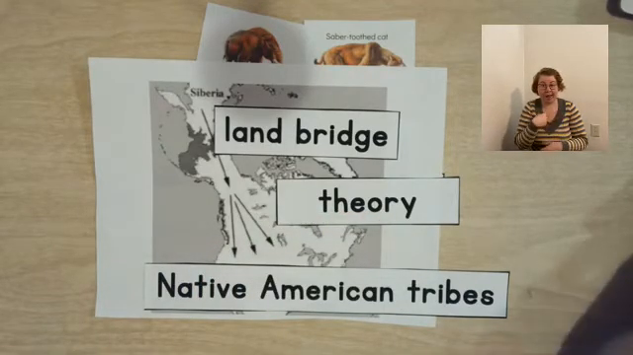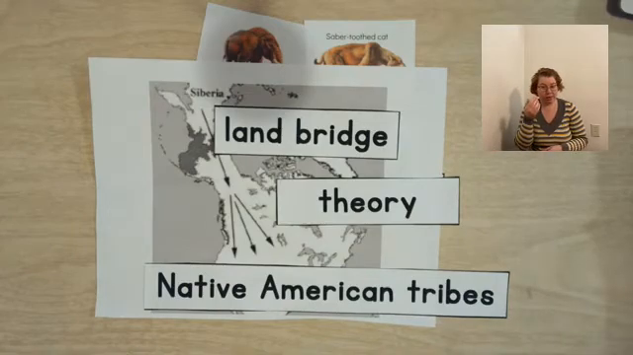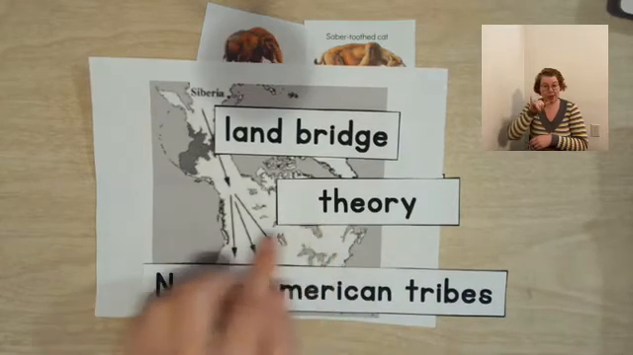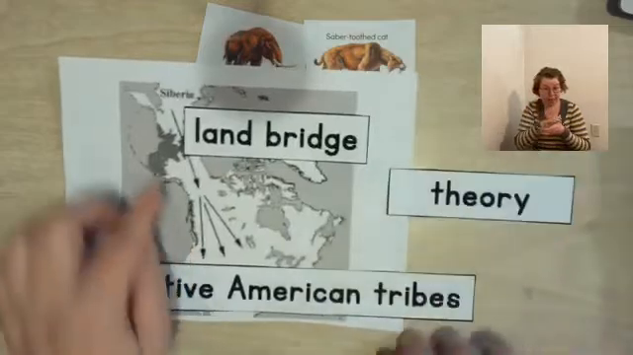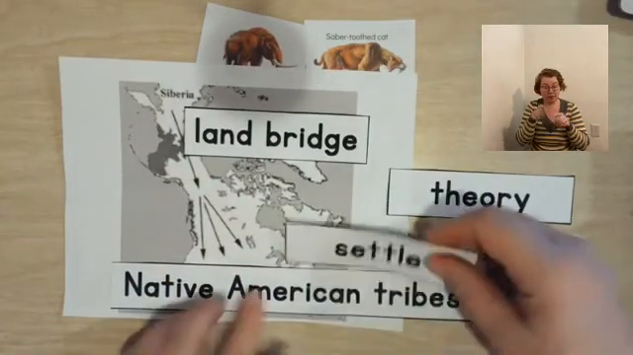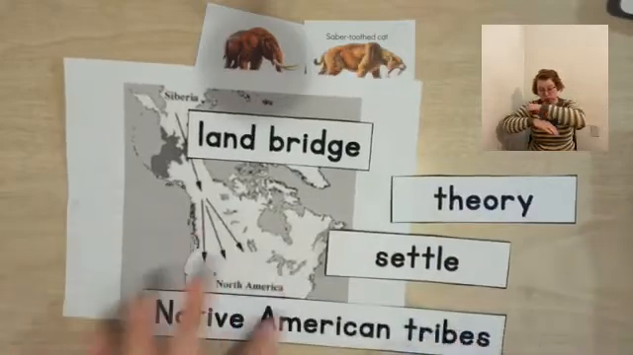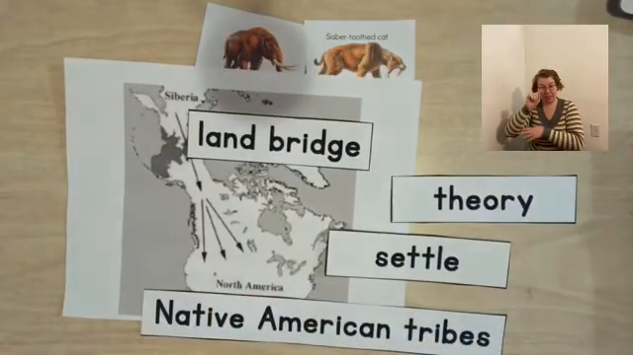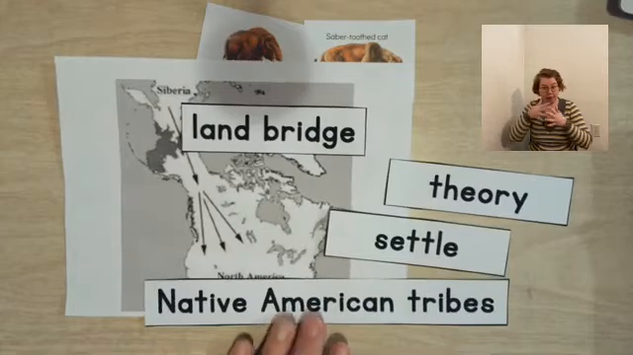So I want to know, it's a theory, but is it something that you believe? Do you think that this is how it happened? That people came, the Native Americans came to settle all over North America? You can have your own idea about that.